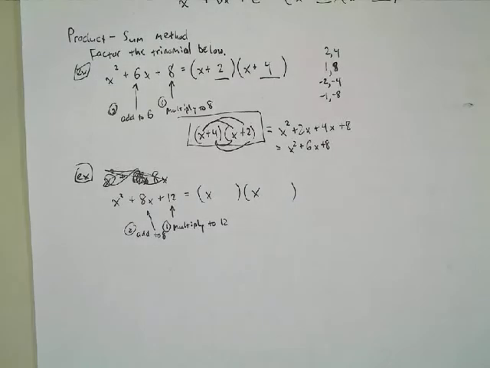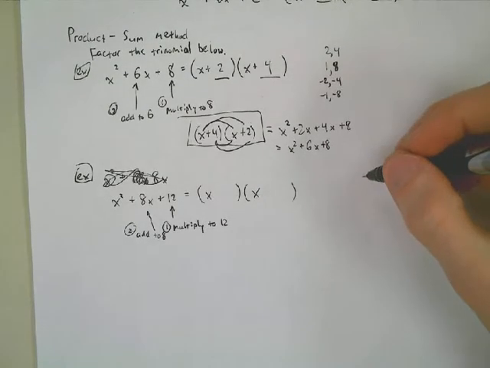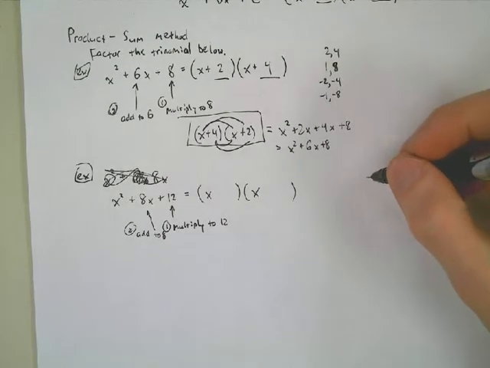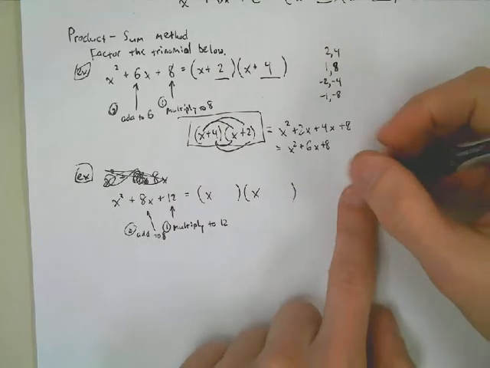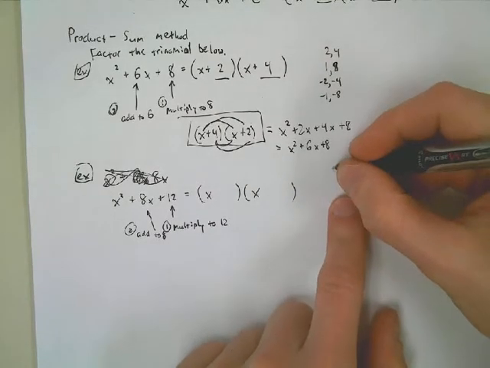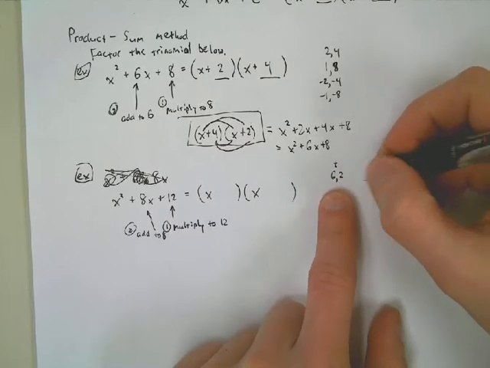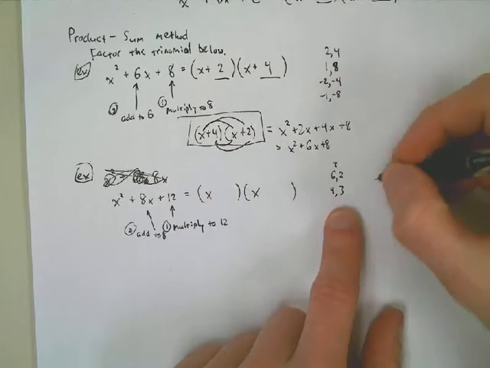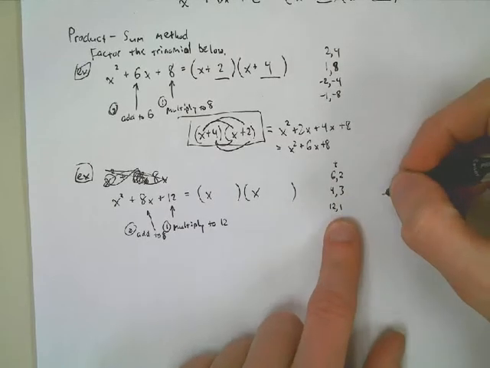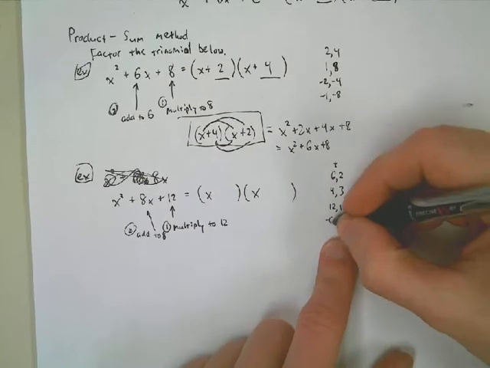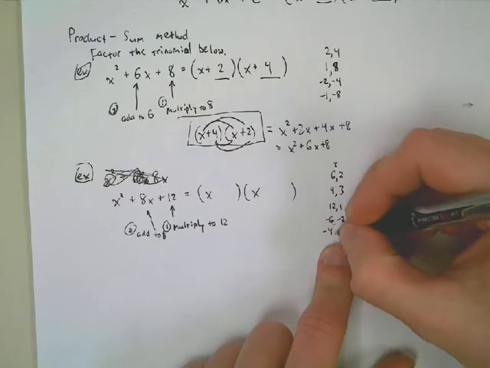Okay? So then for some side work here, let's just see. So any ideas? What multiply to 12? 6 and 2. So 6 and 2 multiply to make 12. What else multiplies to make 12? 4 and 3. 12 and 1. Okay? And then also, don't forget, we could say negative 6 and negative 2, right? Negative 4 and negative 3, negative 12 and negative 1.